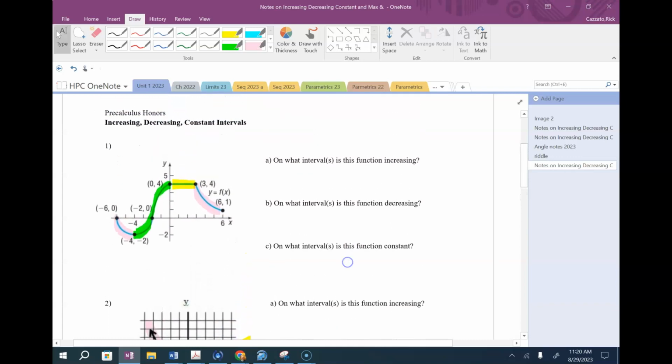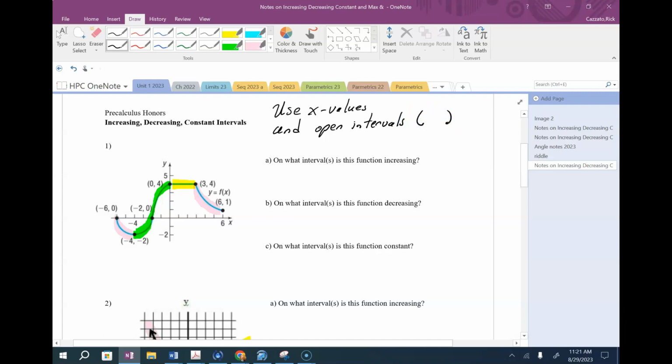So now we need to talk about the notation. So when you write increasing, decreasing, and constant intervals, you always use the x values and open intervals. What I mean by that is we always use parentheses.